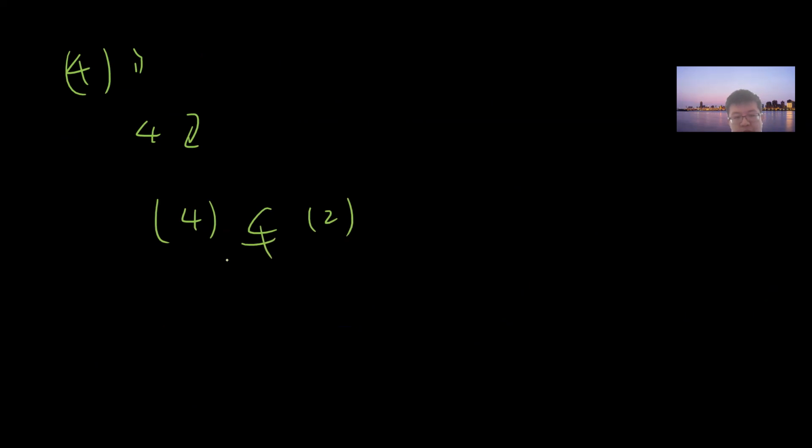Okay, and 4Z is not a maximal ideal, right? Because the multiples of 4 are strictly contained in the multiples of 2. So now this 4Z is not a maximal ideal.